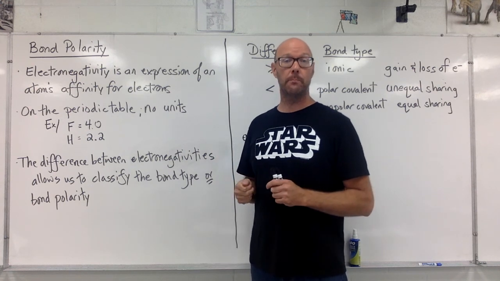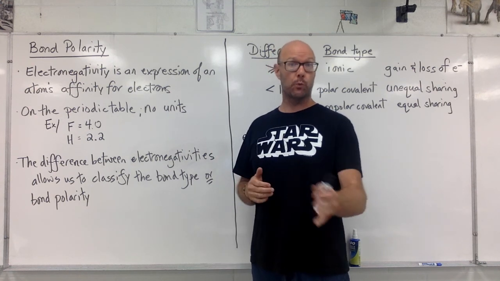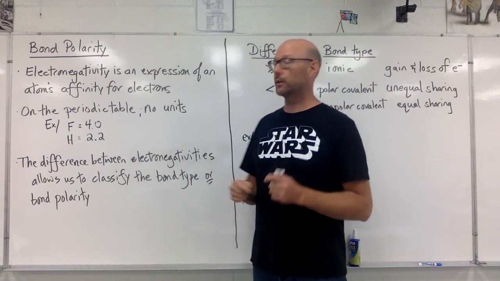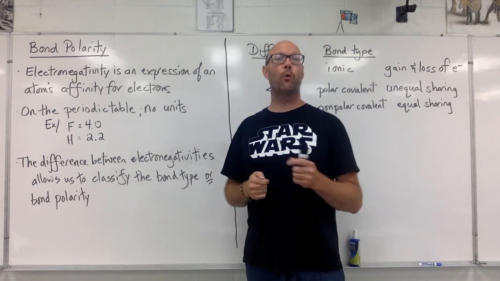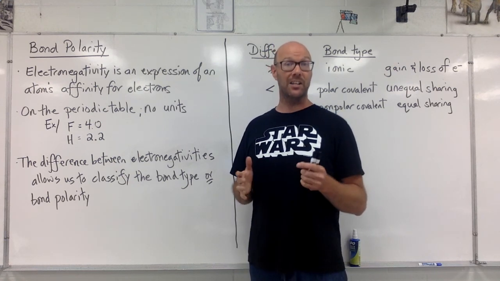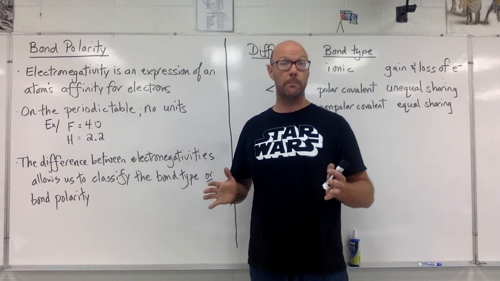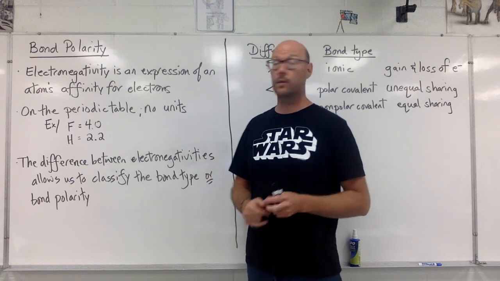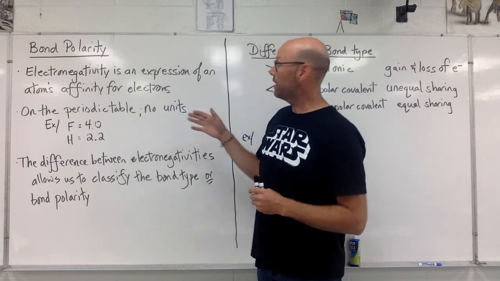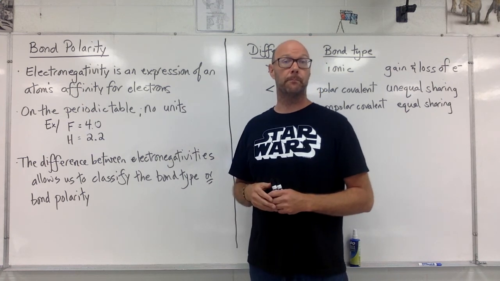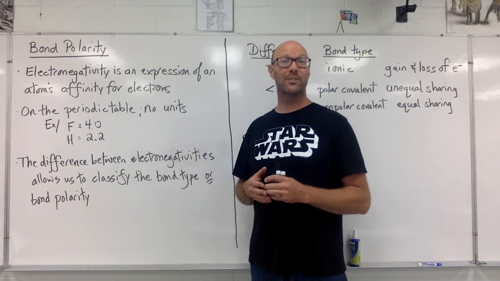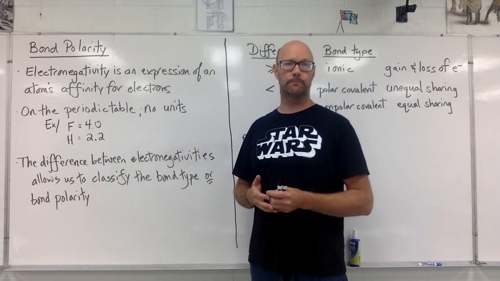We can find it on the periodic table. It's right in each individual element's box. For example, fluorine is 4.0. It's the most electronegative of them all. The highest number for electronegativity on the periodic table, the most electronegative, is fluorine, and it only has 4.0. This value does not have units. Hydrogen, if we look it up on the periodic table, has an electronegativity of 2.2.